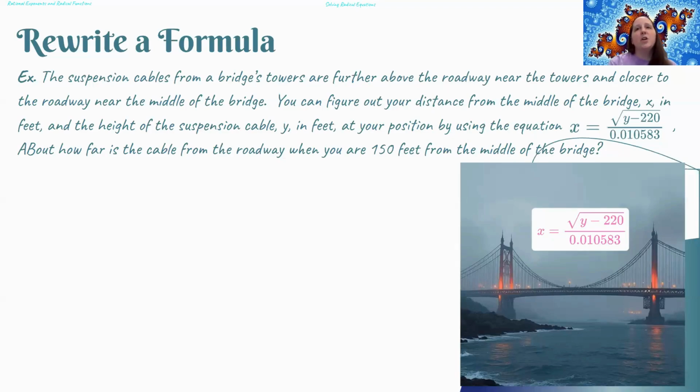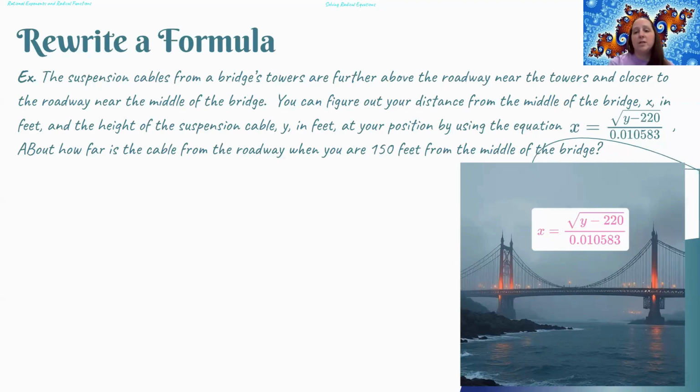You can figure out your distance from the middle of the bridge, x, in feet, and the height of the suspension cable, y, in feet, at your position by using the equation x equals the square root of y minus 220 divided by 0.010583. About how far is the cable from the roadway when you are 150 feet from the middle of the bridge? So I'm given the equation, x equals the square root of y minus 220 divided by 0.010583, and I'm given that I'm 150 feet from the middle of the bridge.